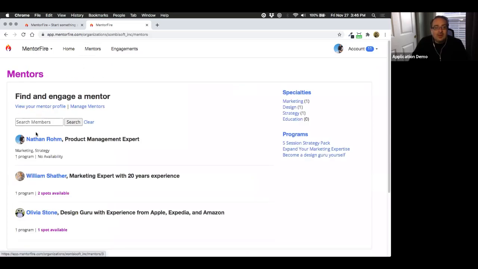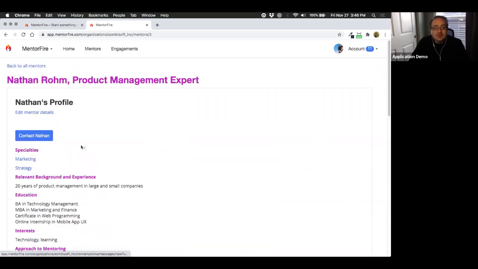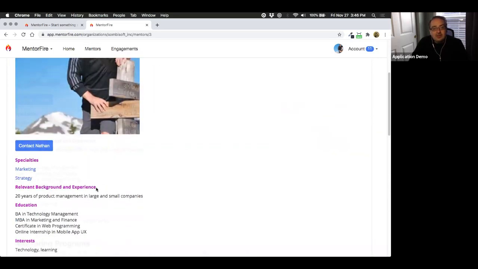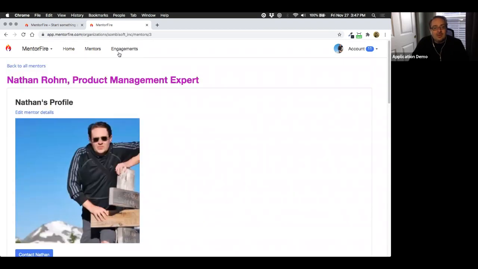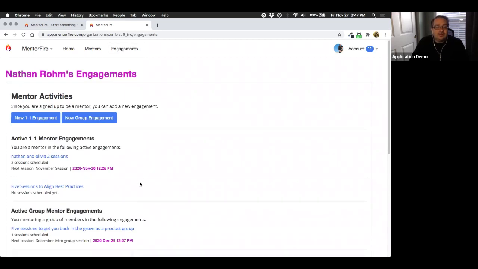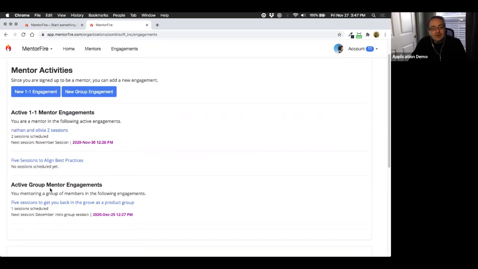I have set myself up as a mentor here, and you can see that I am offering a five-session program that you can come in and get a sense for each session. I'm also in the system already mentoring a few people. I have one here and one here. And the other option is we can have group mentoring.